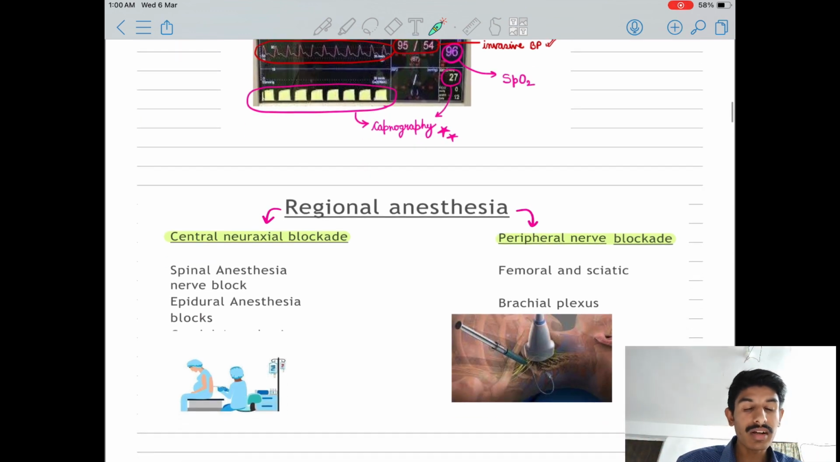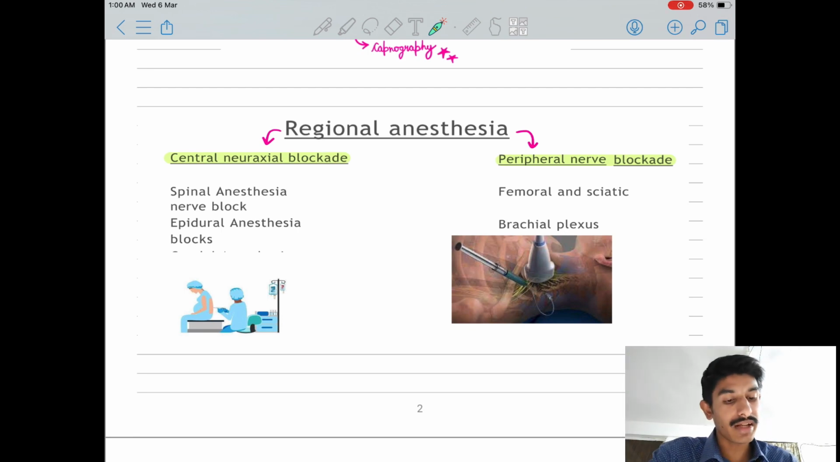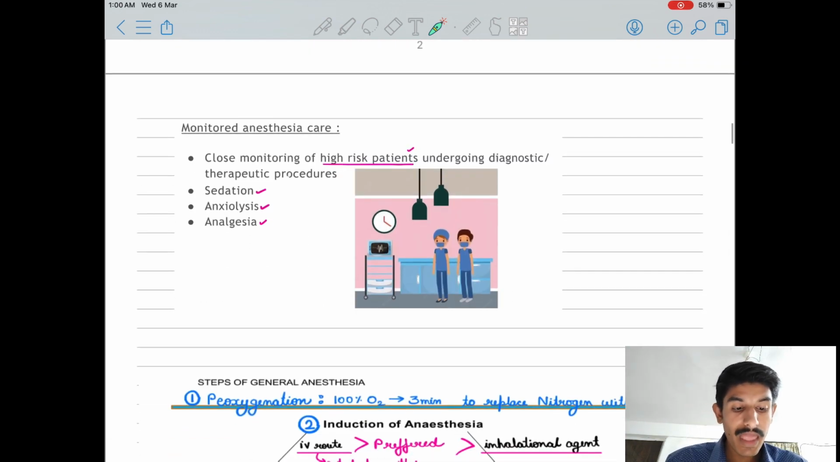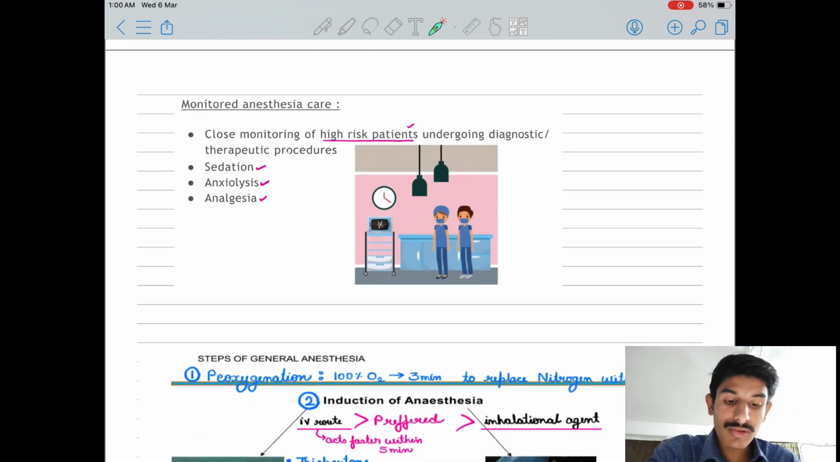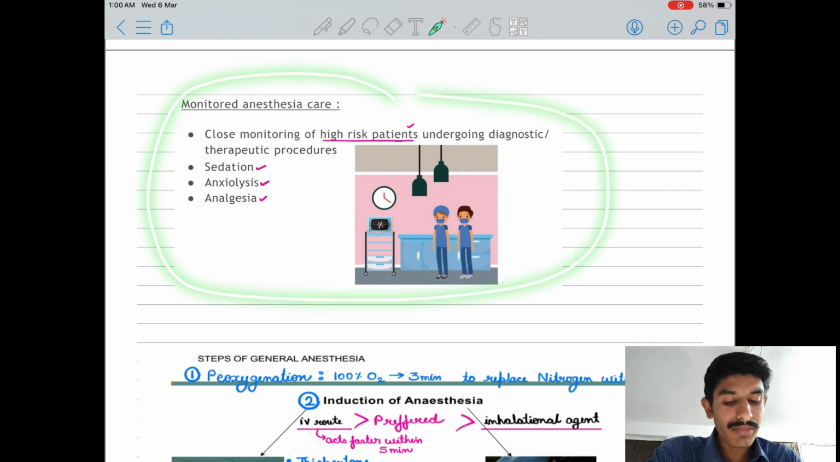Before that we'll learn about regional anesthesia, as I told you. In regional anesthesia there are two types: central neuraxial and peripheral. In spinal we give an epidural block, and in peripheral we do femoral and brachial blocks. I think you know about the femoral and brachial areas where we give anesthesia. Then monitored care. This also I told you about, what we check in the risky patient, like an elderly or grandma patient. I think I told you this in the beginning.